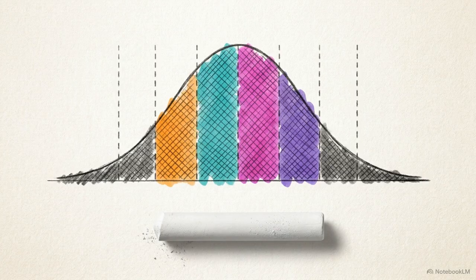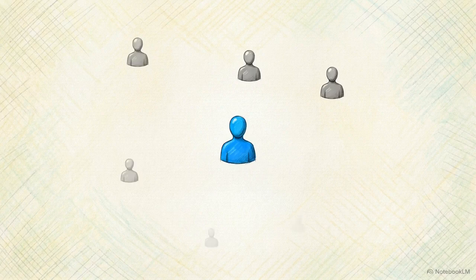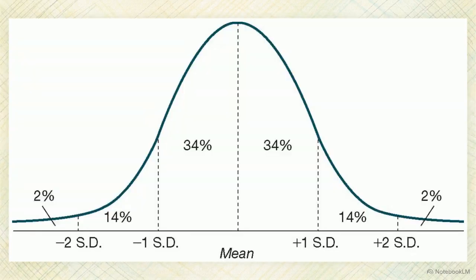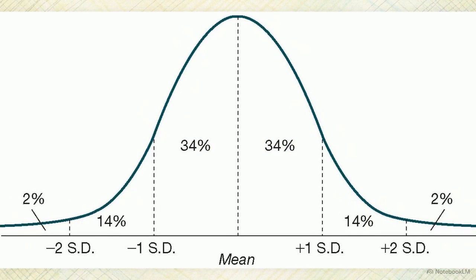To calculate where a single student ranks within this curve, statisticians use standard deviations. A standard deviation measures the average distance between individual scores and the mean of the entire group. Standard deviations slice the normal curve into precise percentages. 68% of scores fall within one standard deviation from the center. These rigid buckets dictate the final output. A student's mark assigns a percentile rank, indicating exactly what percentage of the norm group they outperformed.